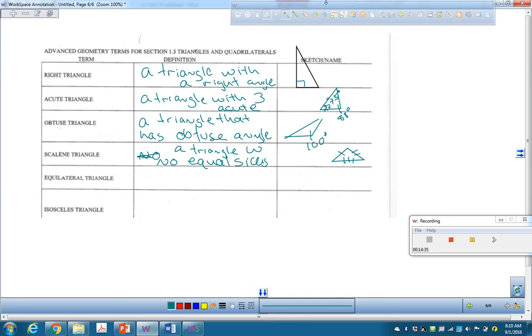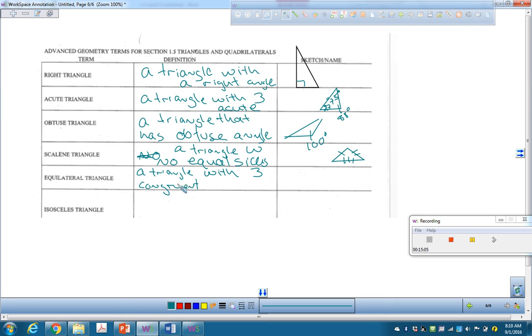Go ahead, Kareem. A triangle where all sides and angles are equal. Very good. Equilateral triangle. It really means all sides are equal, but you might see that all angles are equal as well. So an equilateral triangle is a triangle with 3 congruent sides.